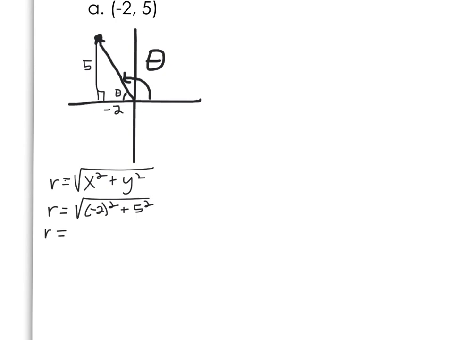When we square -2, we get +4, so be careful on that. And then 5 squared is 25. 4 plus 25 is 29. Now, 29 is a prime number, so that means we can't simplify the square root. But it also says in the directions that we want the exact values, so no decimals here. We're going to keep r as the square root of 29.